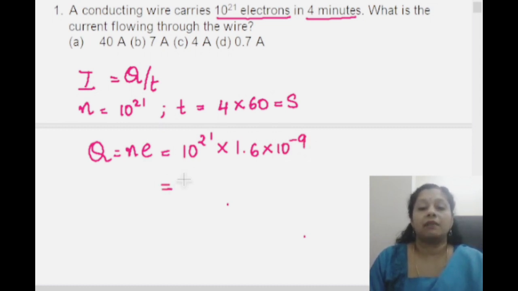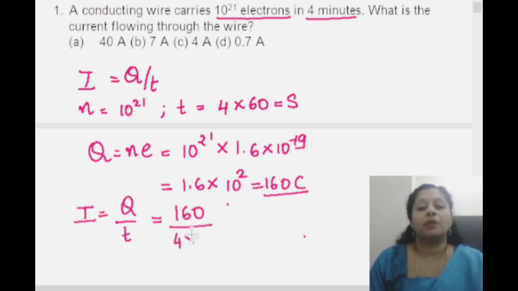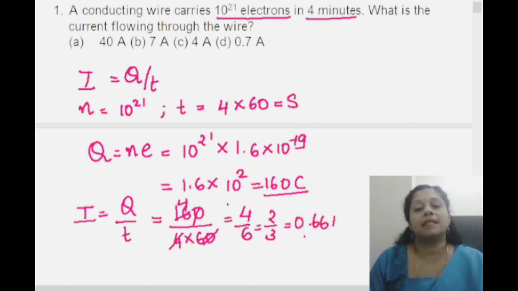So here the answer would be 1.6 into 10 to the power of minus 19 plus 21. What will you get? 10 to the power of 2. So multiplying by 100, that is 160 coulomb. Now I is equal to Q upon T, that is 160 upon 4 into 60. So 4 by 6, that is 2 by 3, is equal to 0.66 ampere.